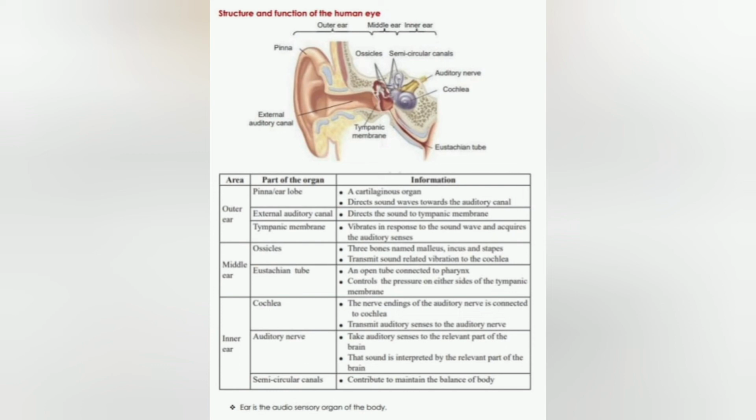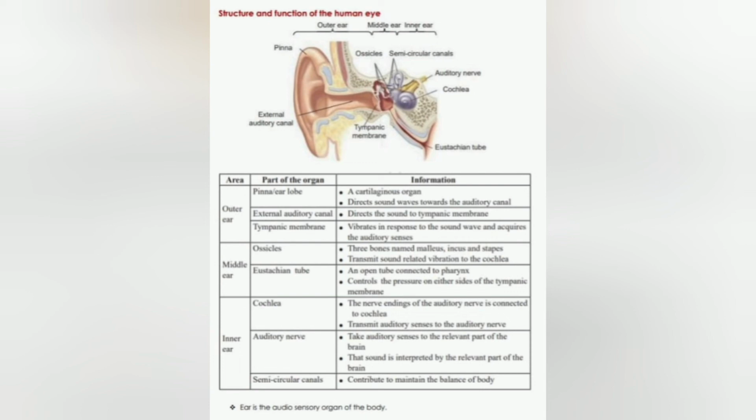In the outer ear there are three parts: pinna or earlobe, a cartilaginous organ, directs sound waves towards the auditory canal. Then the second part, external auditory canal, directs the sound to tympanic membrane. Tympanic membrane vibrates in response to the sound wave and acquires the auditory senses.